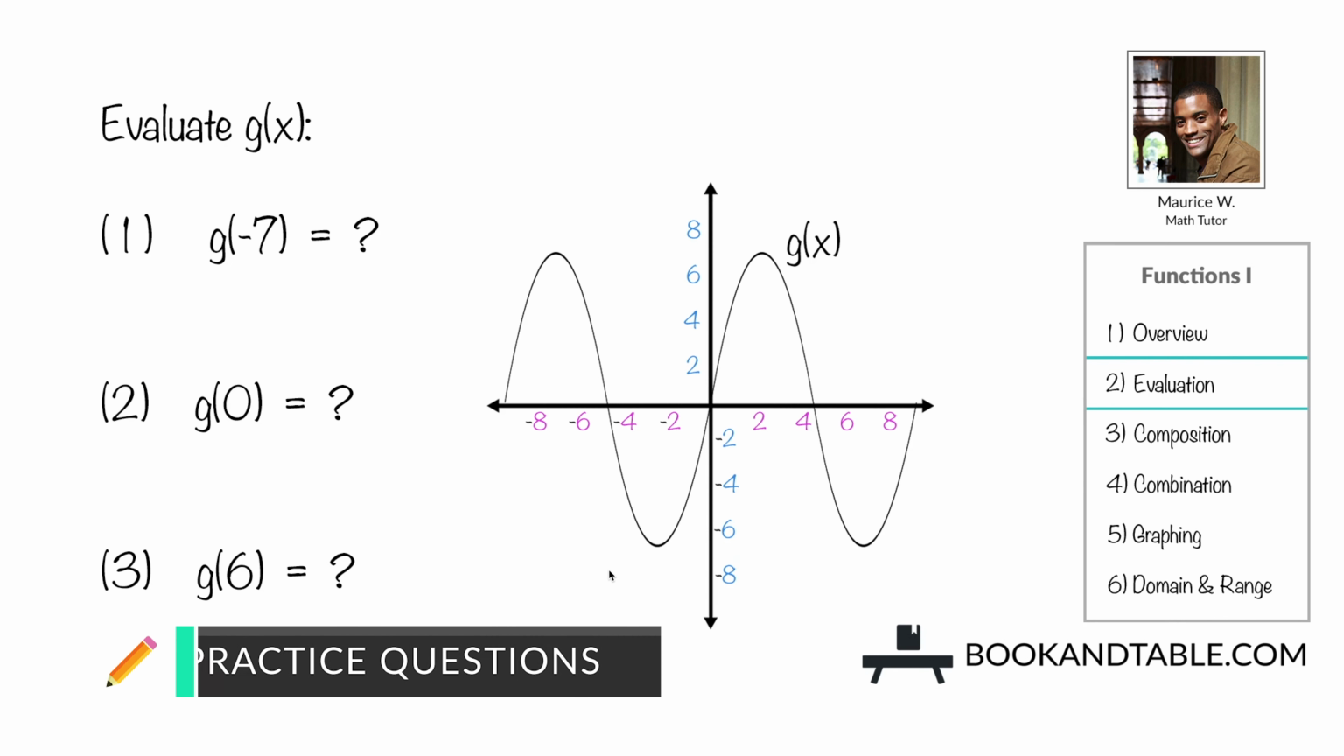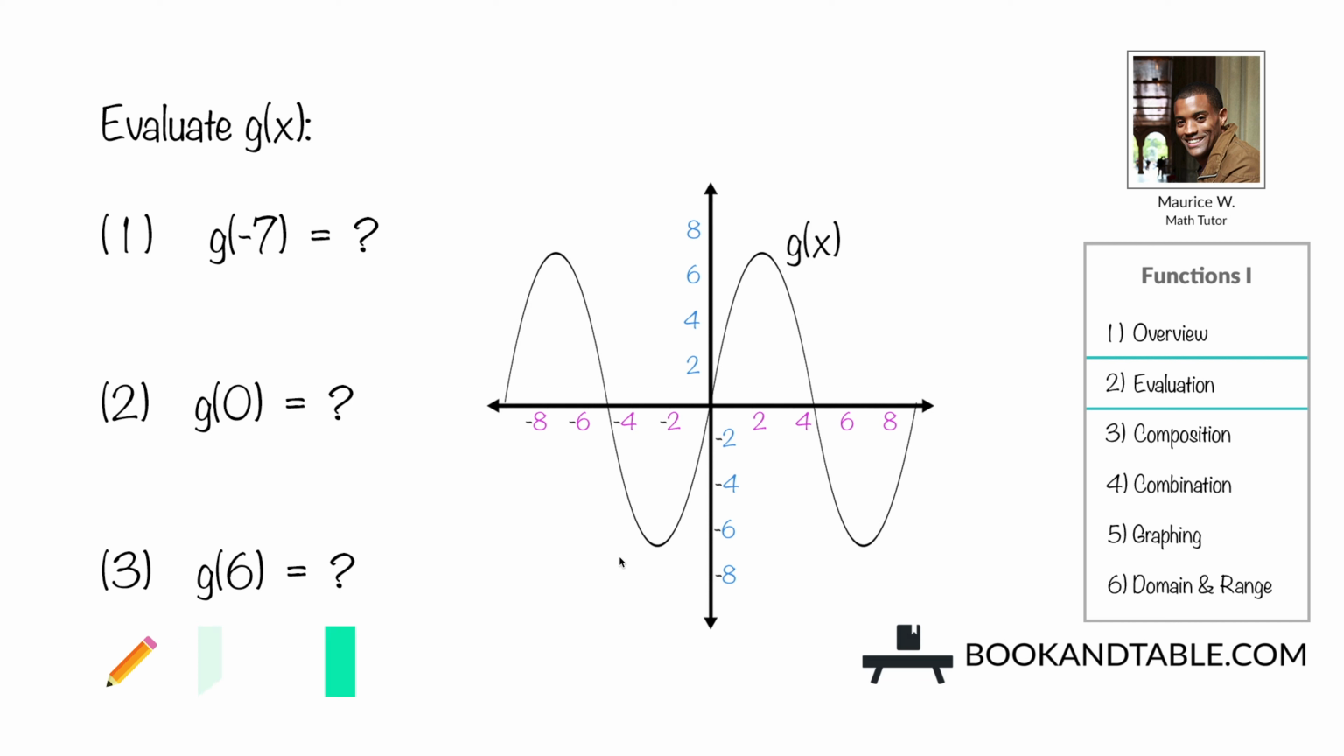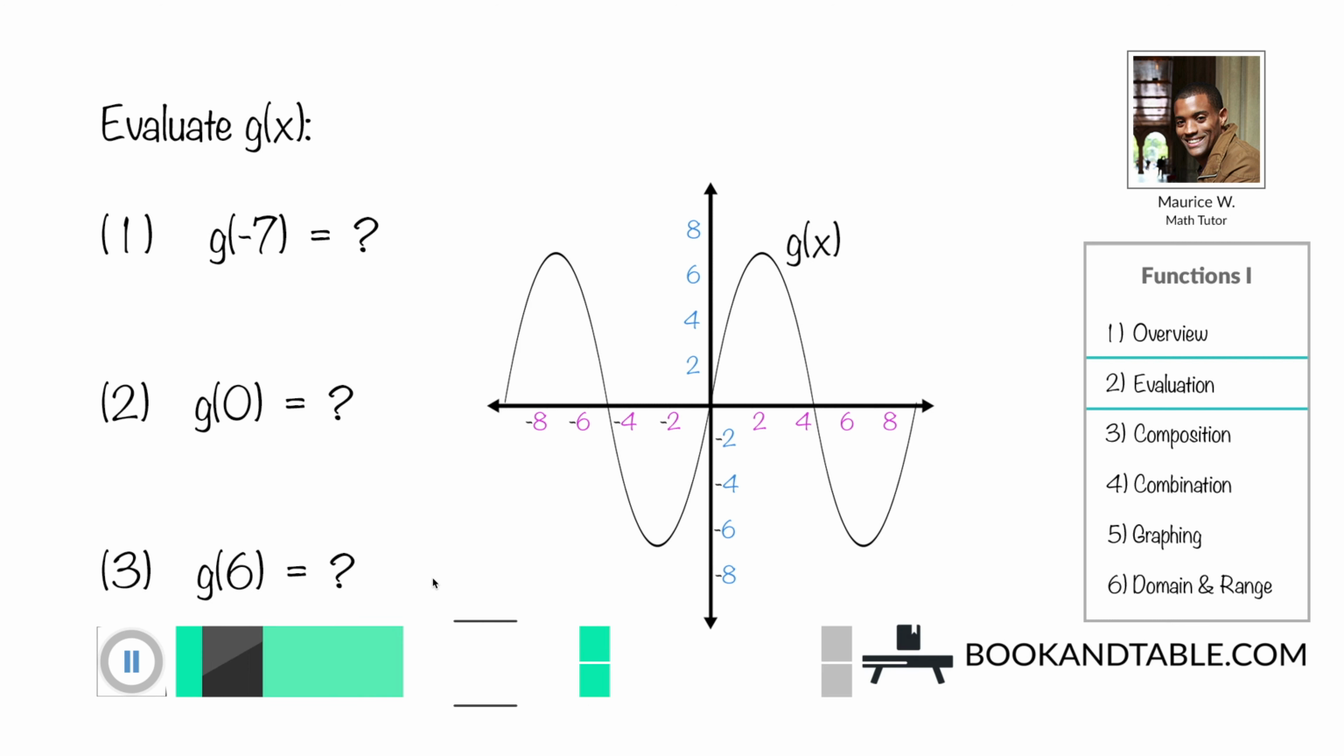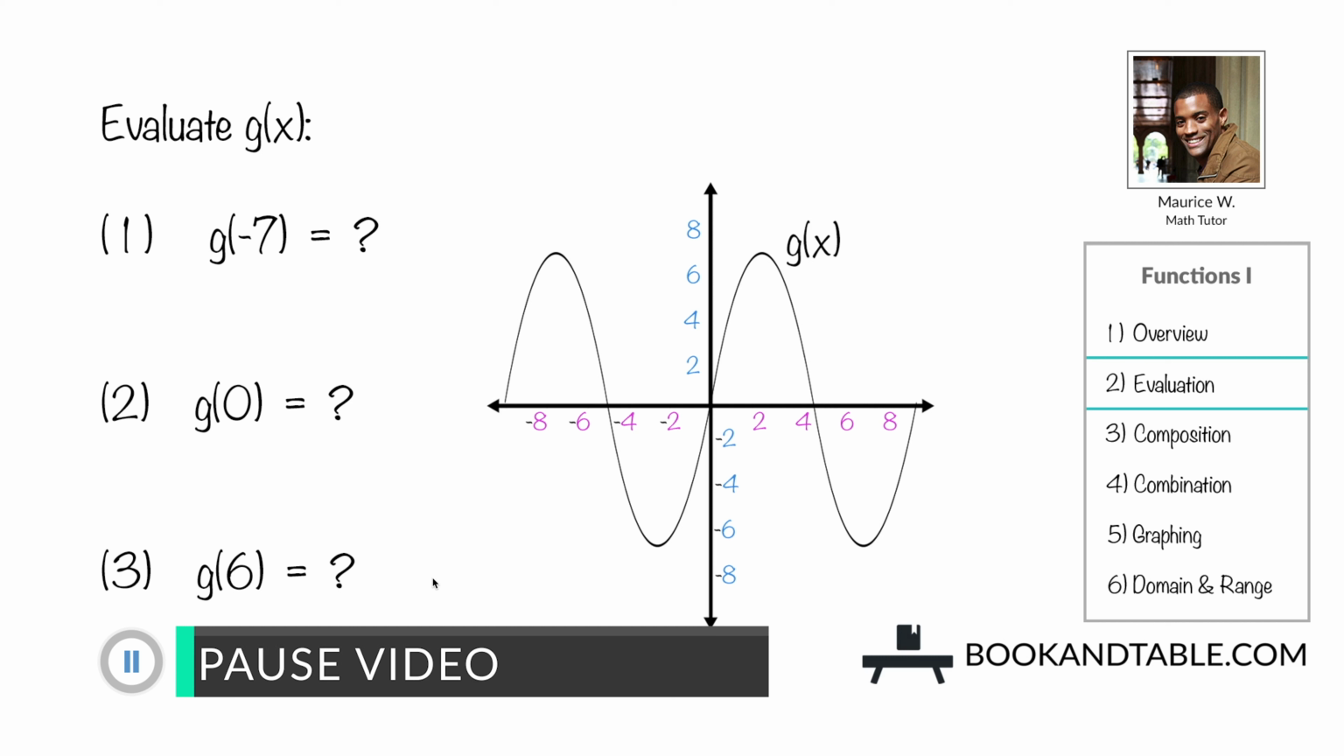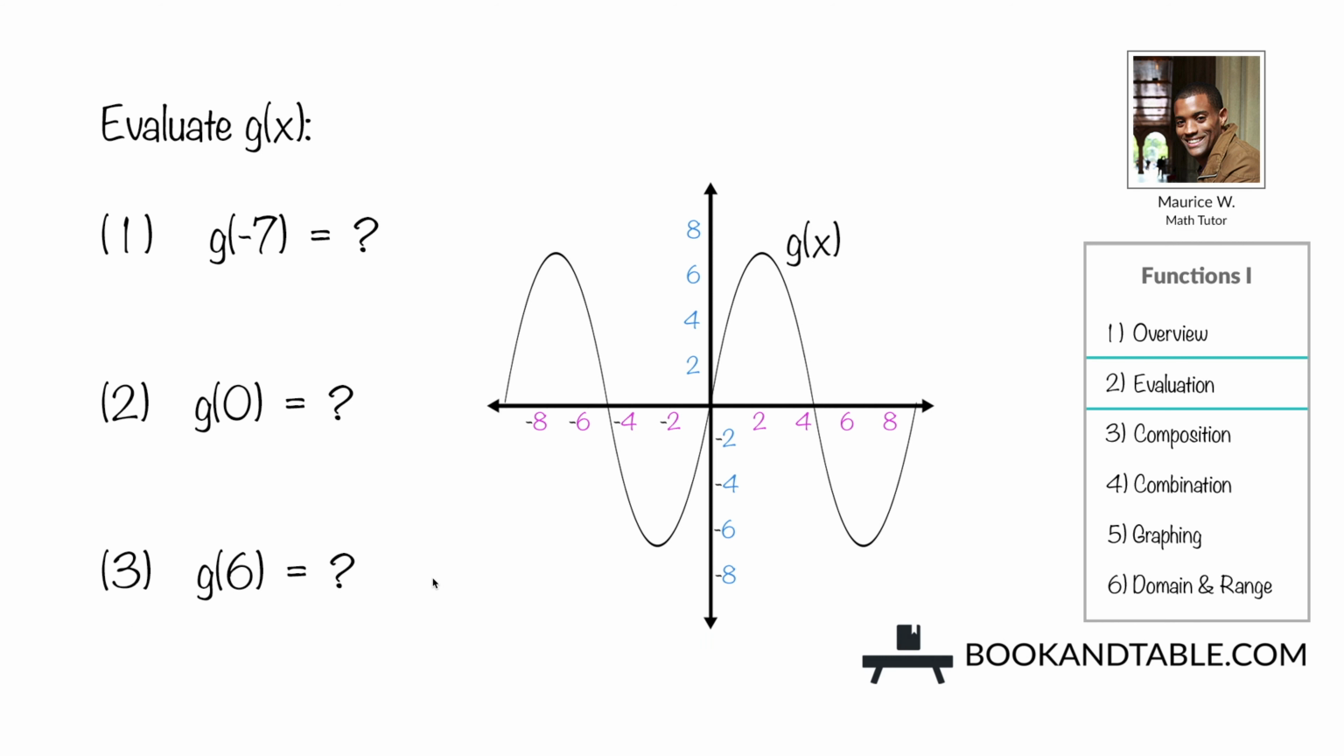That is how you go about evaluating a function on a graph. Let's have you try a few practice questions. Let's say you're given this graph of g of x, and you were asked to evaluate. Question number 1, what is g of negative 7? Question number 2, what is g of 0? In question number 3, what is g of 6? Pause the video, answer these questions, and then press play when you are ready to begin.